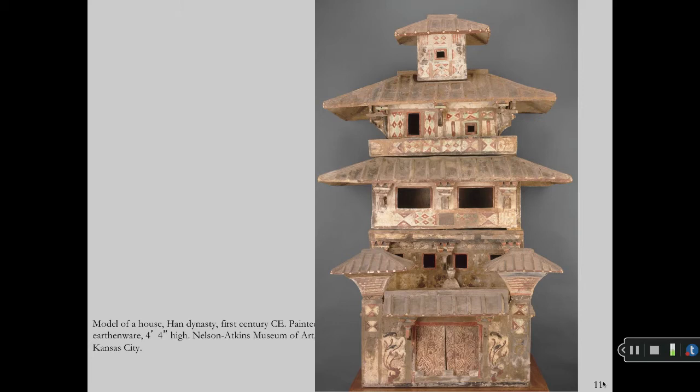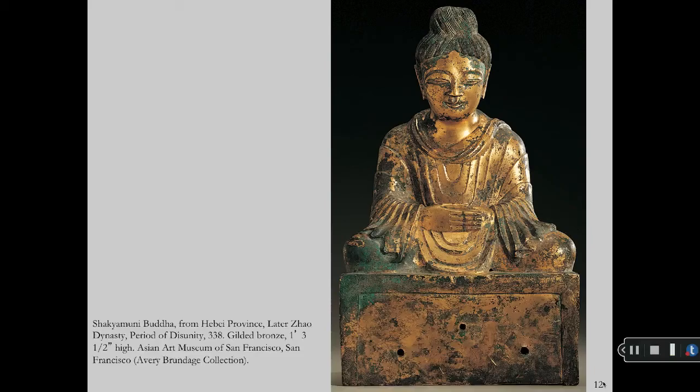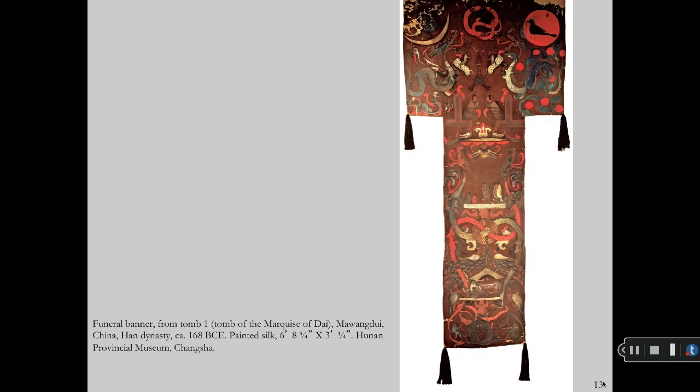Han Dynasty painted ceramic earthenware. House models were placed in tombs, often as reliquaries for ashes of the deceased. Buddha from the Zhou dynasty in gilded bronze. Han Dynasty funeral banner of painted silk. Images include the sun symbol, the raven, and the moon symbol, the frog.